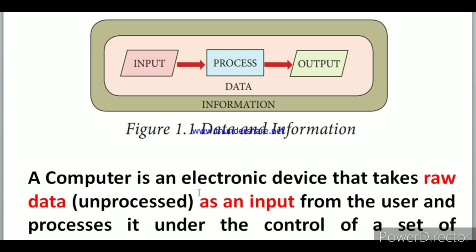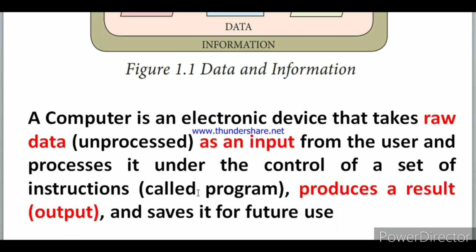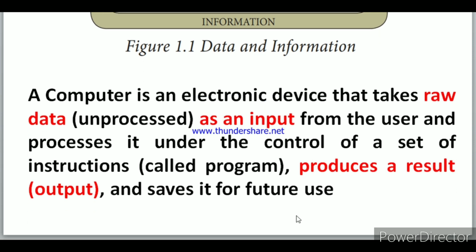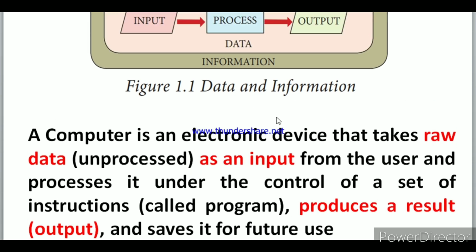So let's see what is computer. Computer is the electronic device that takes raw data or unprocessed data as an input from the user and processes it under the control of a set of instructions called a program and produces the result, that is output, and saves it for future use. So the data and information is the very important component of computer.